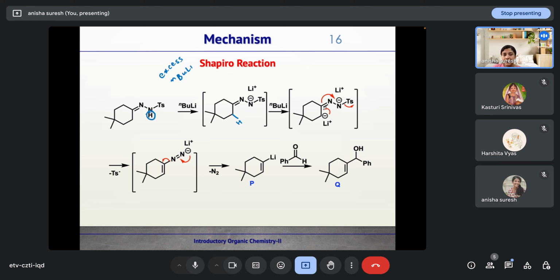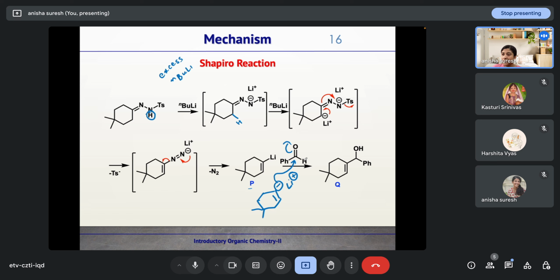Then this anion will undergo delocalization like this, this bond will shift here and this tosyl group will get removed. Now this N minus can fall here and it will lead to formation of an anion here. So this lithium intermediate will be formed, like minus, Li plus. Now this can attack on this aldehyde and lead to formation of this alcohol. So this is the intermediate P and this is the final product Q.